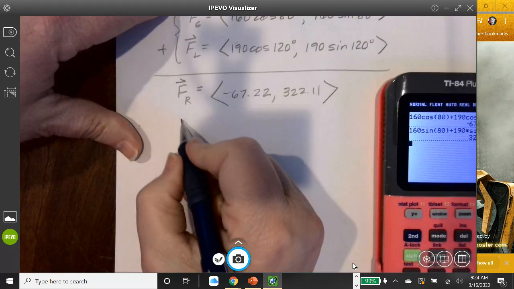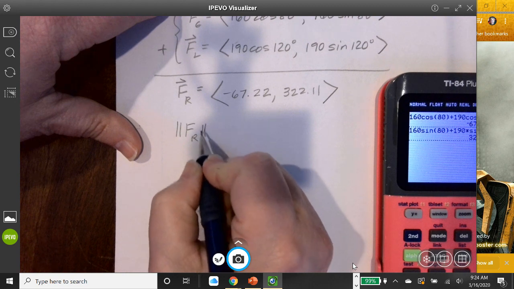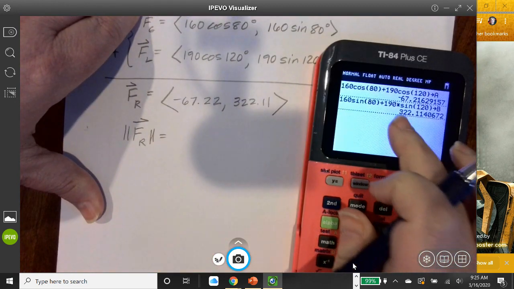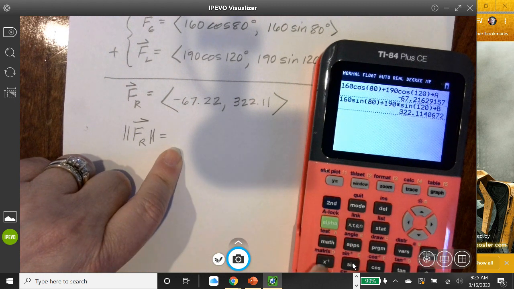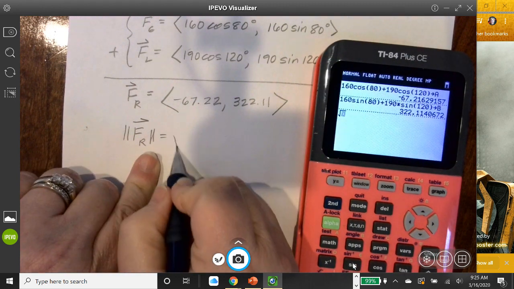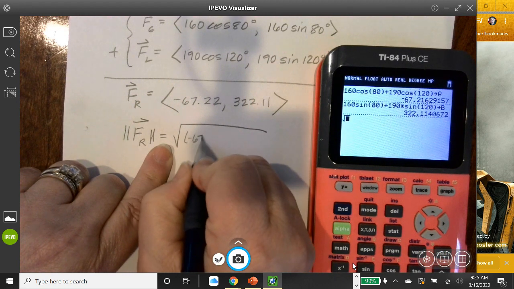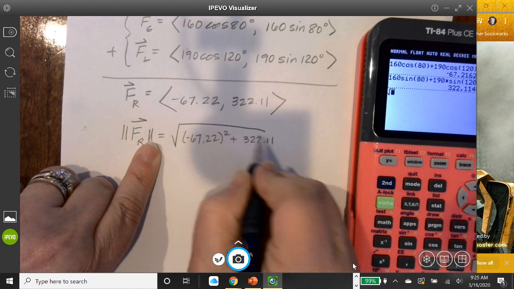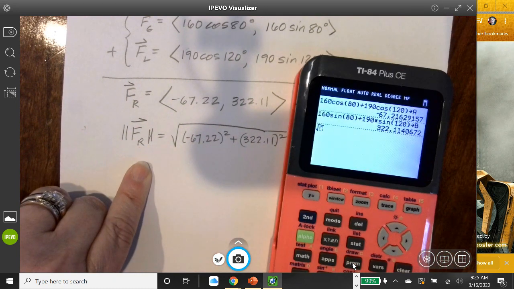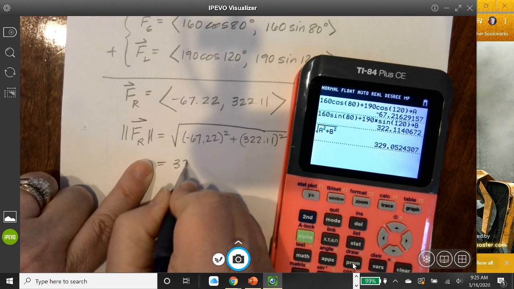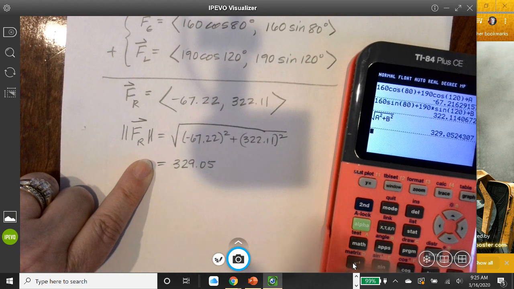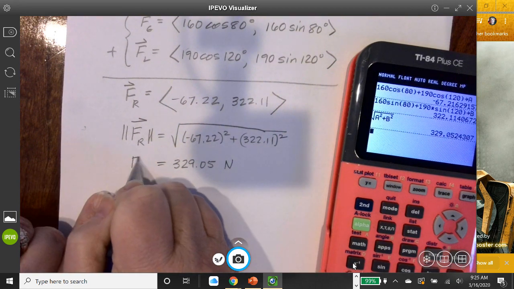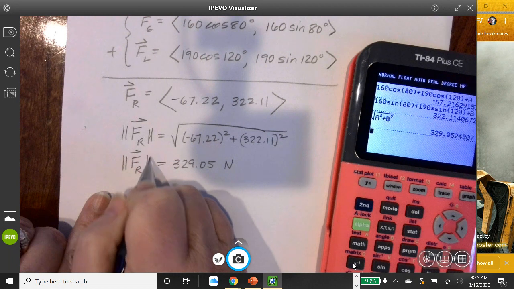Okay, so how do I find the magnitude? Well, remember I stored these in alpha A and B. We're going to take the square root of negative 67.22 squared plus 322.11 quantity squared. That's alpha A squared plus alpha B squared, and we get 329.05. This is in newtons, that's the unit for this force. That's a lot of newtons.